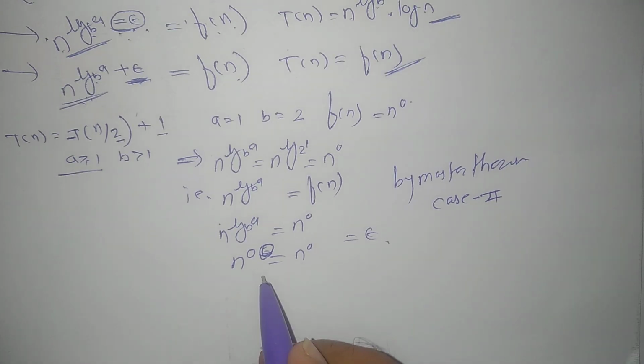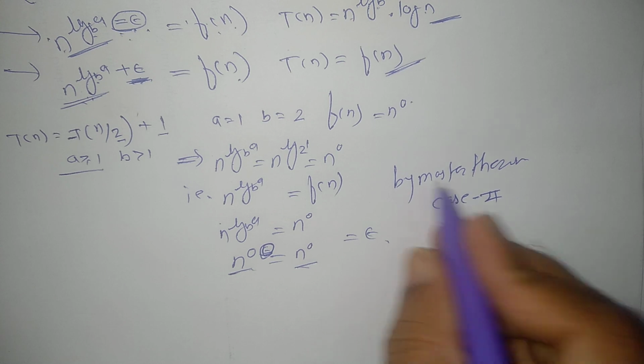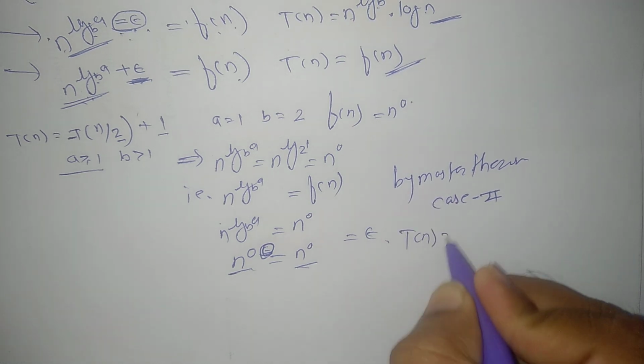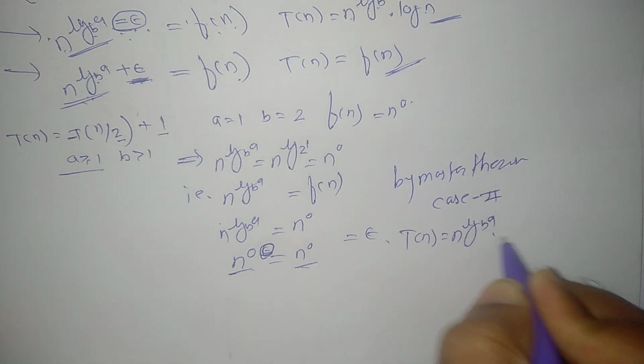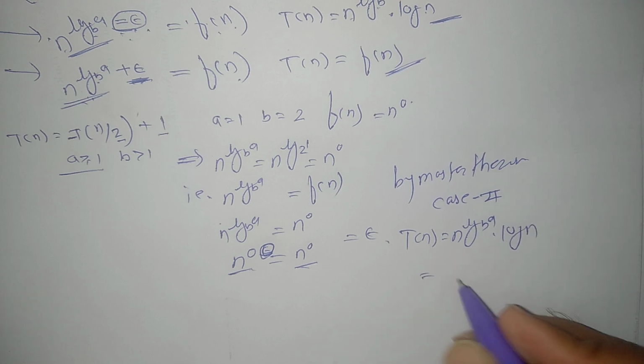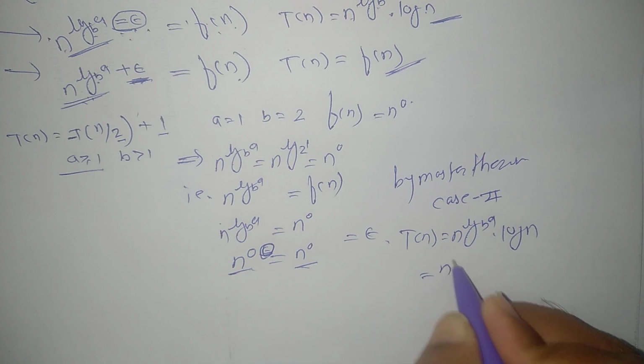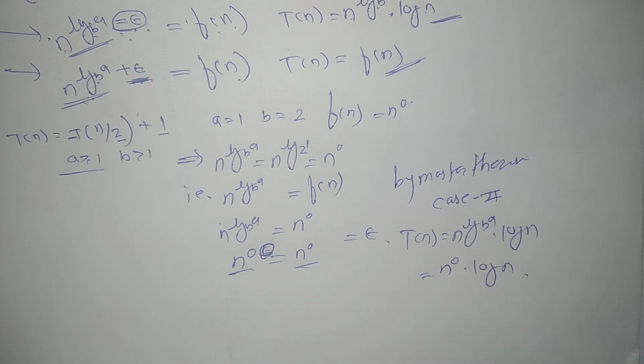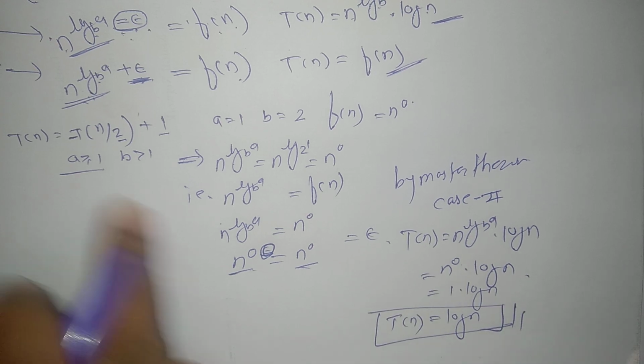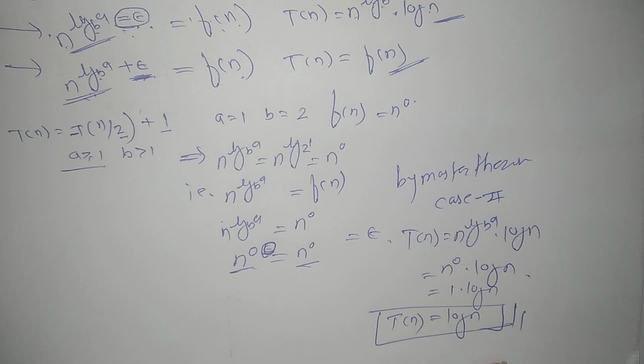So with the problem statement, both are equal. So by master theorem case 2, T of n equal to n to the power log a by b into log n. n to the power log a by b is nothing but n to the power 0 into log n. n to the power 0 is nothing but 1 into log n. So that answer is log n. So my T of n equal to log n for the given problem statement.